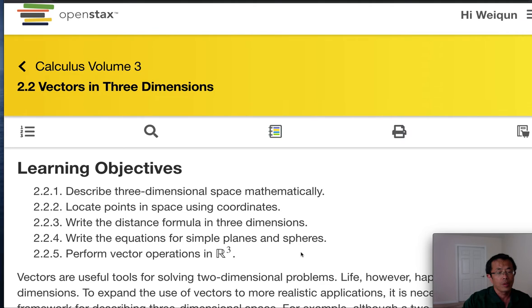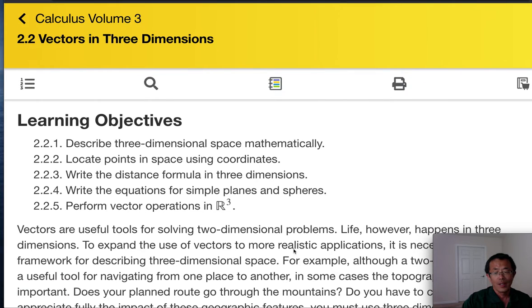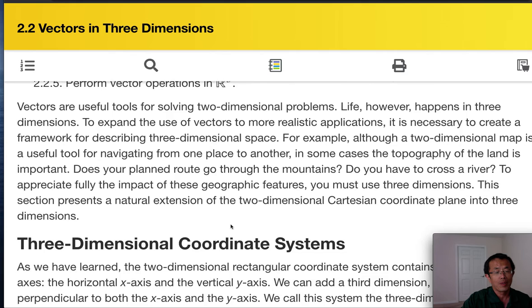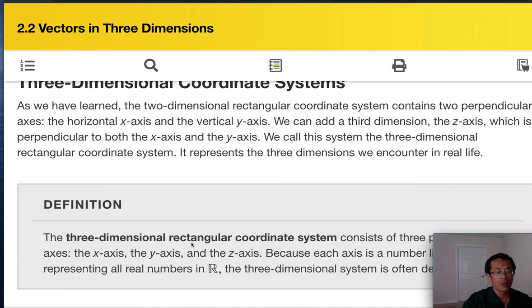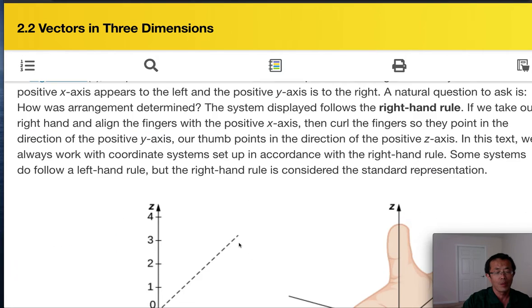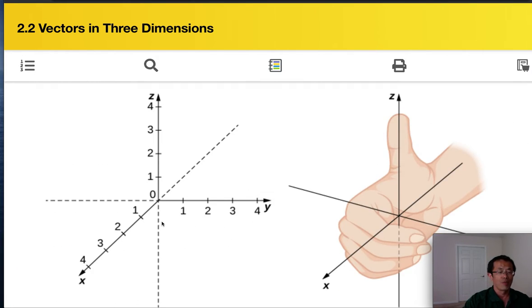First, we take a quick look at what we mean by a three-dimensional space. Simply put, in three-dimensional space, a point is represented by an ordered triple, and vice versa. An ordered triple is a point. And then from that, what we need to see here is the arrangement of the three-dimensional rectangular coordinate system. Let's take a quick look at the arrangement here.